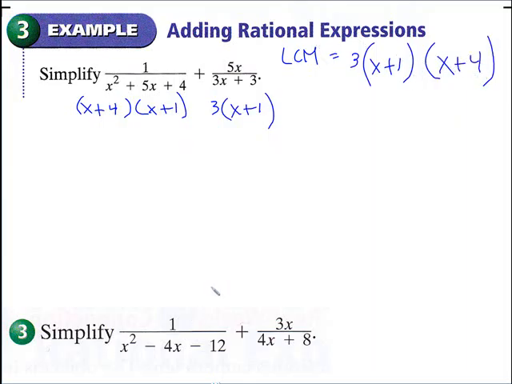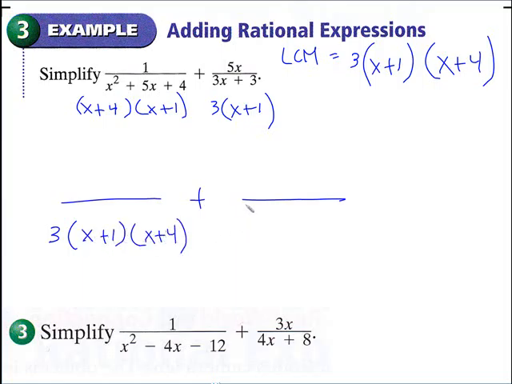What you're going to do next is write whatever your LCM is on the bottom of each one of these fractions. Now you're going to compare. So here's your LCM. This is what you need in order to add these rational expressions.